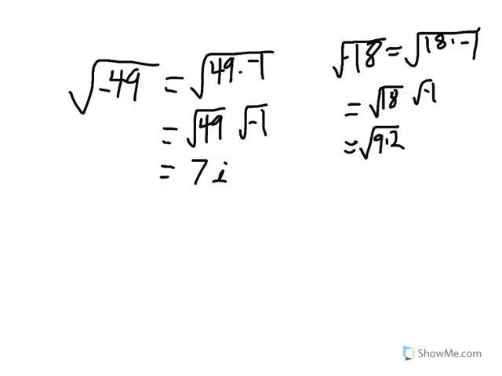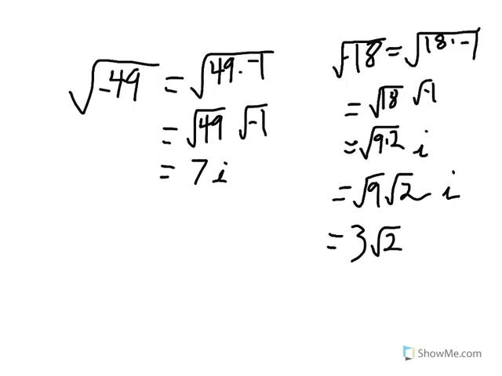And then the square root of negative 1 is going to become i. So I end up with the square root of 9 times the square root of 2 times i. And the square root of 9 is 3. So it's 3 times the square root of 2 times i. And that would be our final answer for this problem over here.